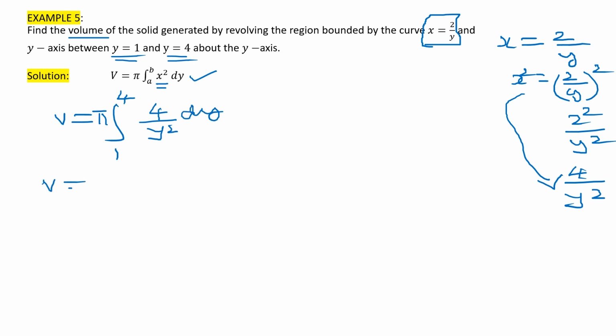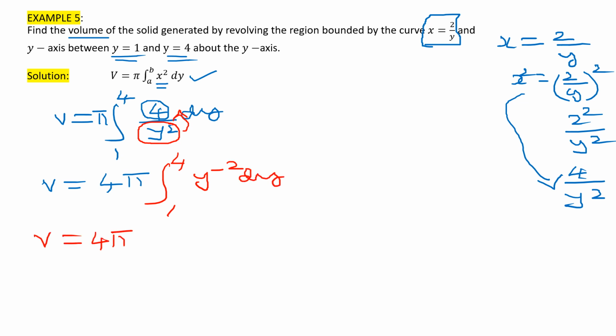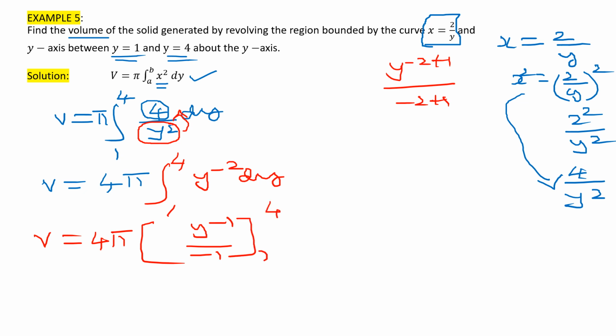Before integration we should take the constant term outside. Here 4 is a constant, take 4 outside. Already we have pi, and then to make the integration simpler, I have to take this y power 2 term to the numerator. So this will become integral 1 to 4 y power minus 2 times dy. So V is equal to 4 pi integration of y power minus 2, that will give you y power minus 2 plus 1 divided by minus 2 plus 1. So that is y power minus 1 over minus 1 between the limits 1 and 4.